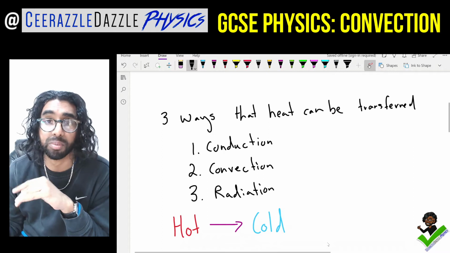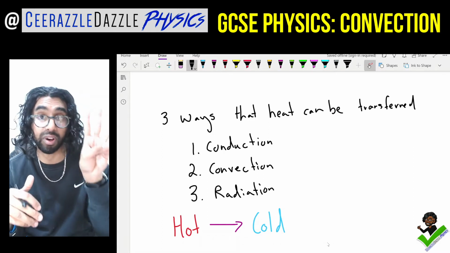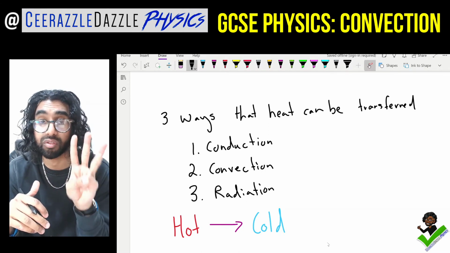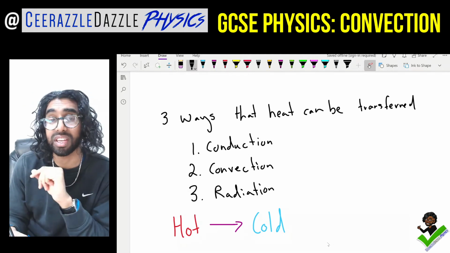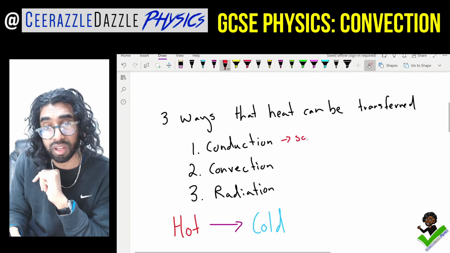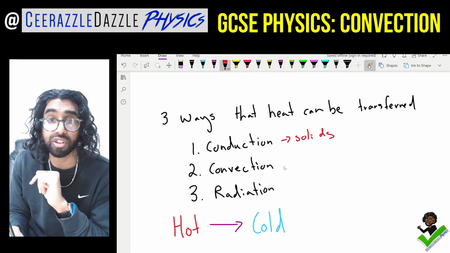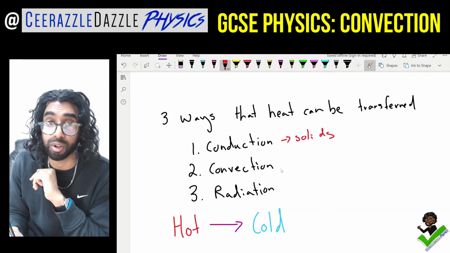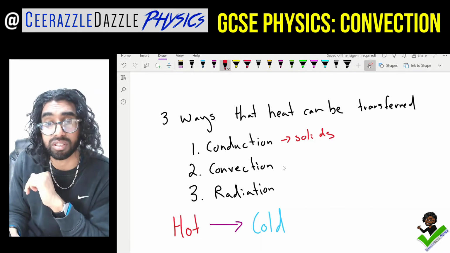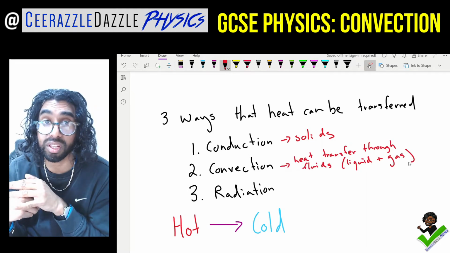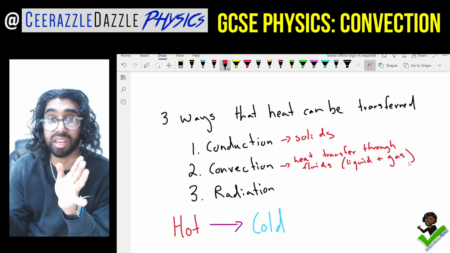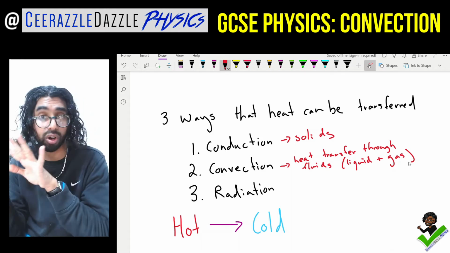So in the previous videos, I talked about how heat can be transferred. Heat can be transferred via 3 processes. Number 1, conduction. Number 2, convection. Number 3, radiation. Conduction occurs when heat is traveling through solids. So heat transfer through solids is conduction. Convection is the heat transfer through fluids. What are the fluids? It's going to be liquid and gas. So heat transfer through fluids such as liquids and gases will be known as convection. And hopefully we can remember that heat always flows from hot to cold.